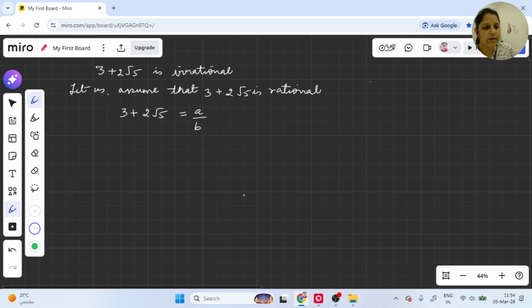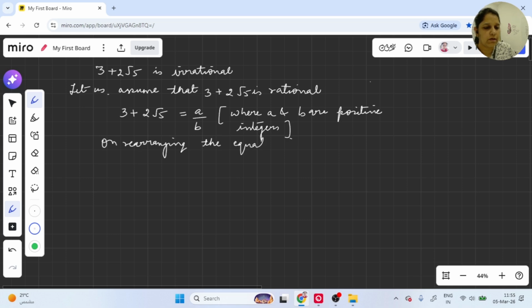a by b where a and b are positive integers। बहुत ही सिंपल है। सो ऑन रीअरेंजिंग द इक्वेशन को रीअरेंज कर लेते हैं। सो क्या मिल जाएगा, 2 रूट 5 इज इक्वल टू a by b माइनस 3 and root 5 will be equal to a by 2b minus 3.